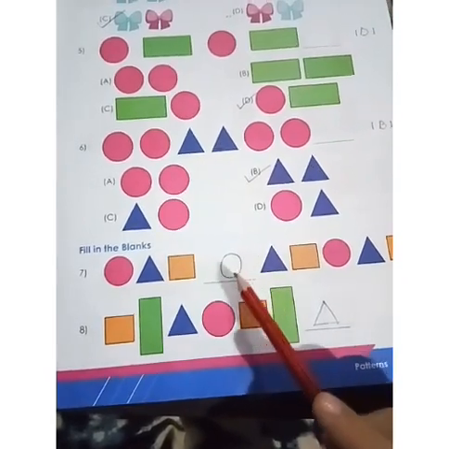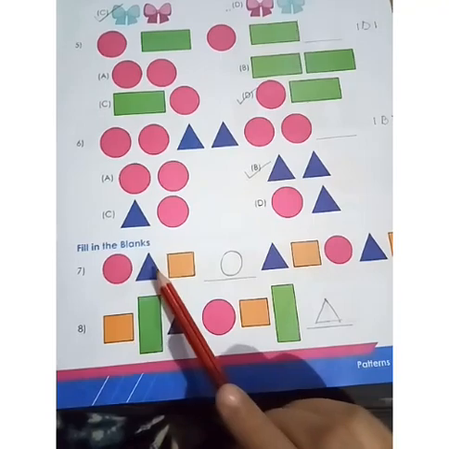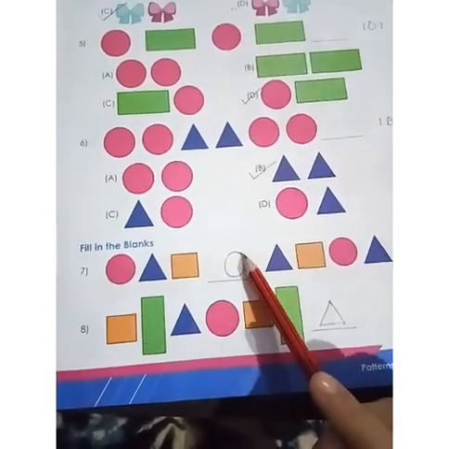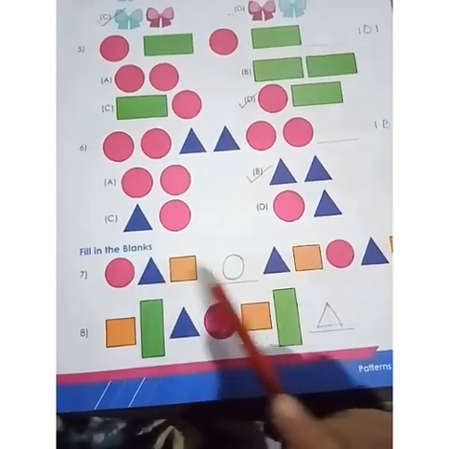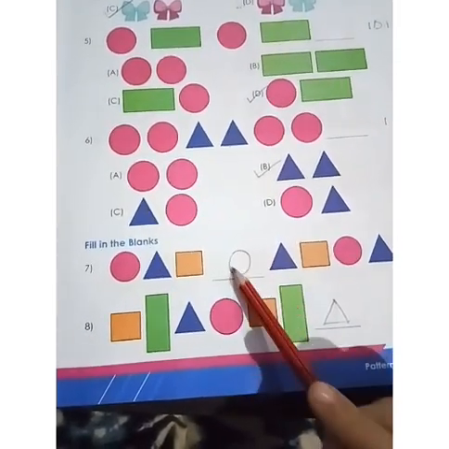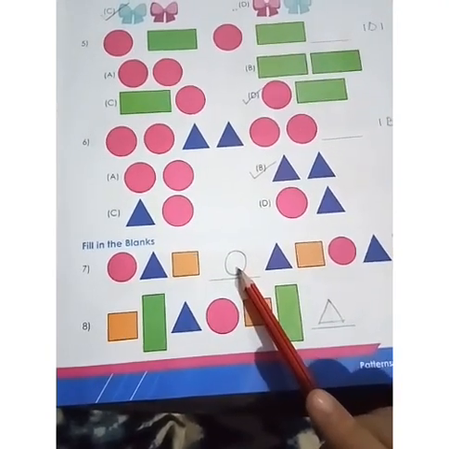It is a pattern, and in the gap in the middle we have to put the correct answer. So the pattern here is circle, triangle, square, then what will come? Circle. For this, you can give the color. What is the color of the circle here? Pink. You can draw a circle and give the color here.